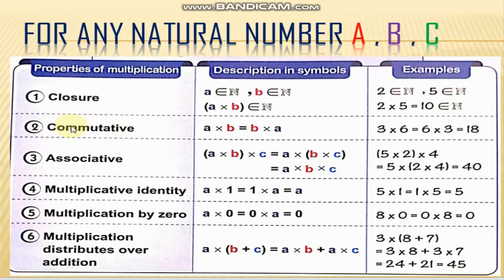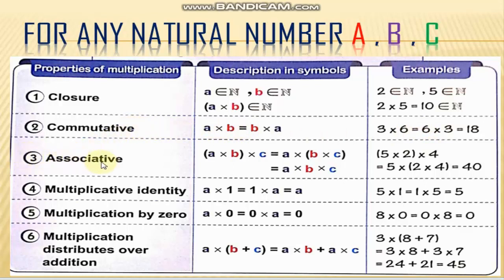Property number 2, commutative. We say a times b equals b times a. If we set an example, 3 times 6 equals 6 times 3 equals 18. Here all the numbers belong to N, the set of natural numbers. That means multiplication of any two natural numbers is commutative.